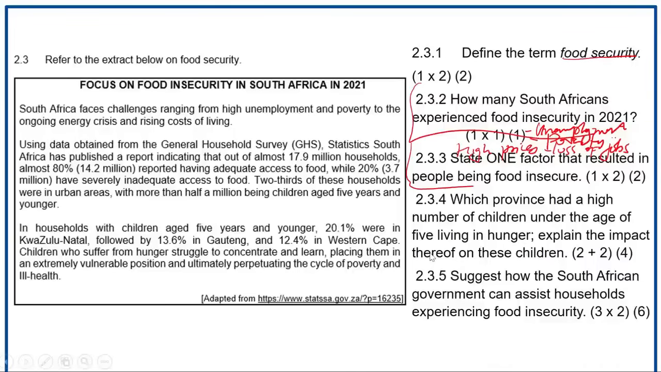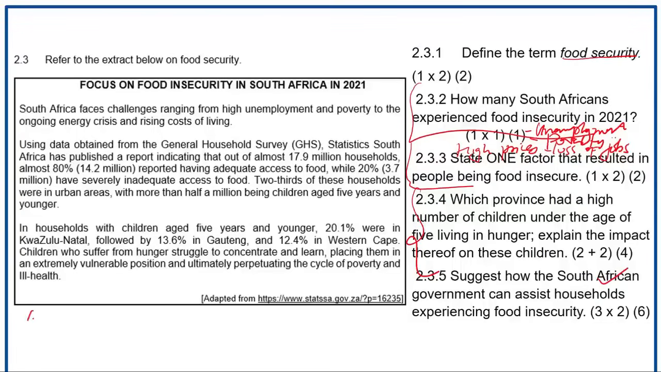Which province had a high number of children under the age of 5 living in hunger? So this one, you will get these answers from the extract. I'm not going to look at that. I'm looking at the concept here. Suggest how the South African government can assist households experiencing food insecurity. Okay, this one is a concept that we can discuss. What can the government do in order to help people?